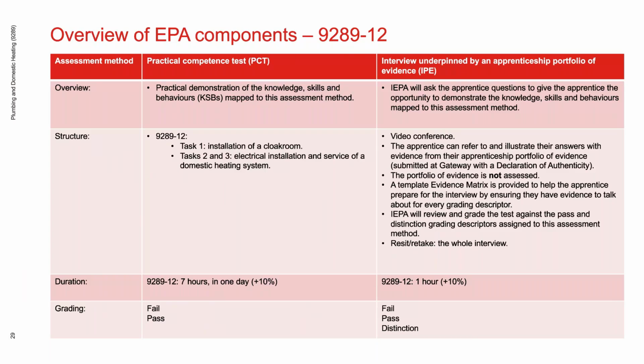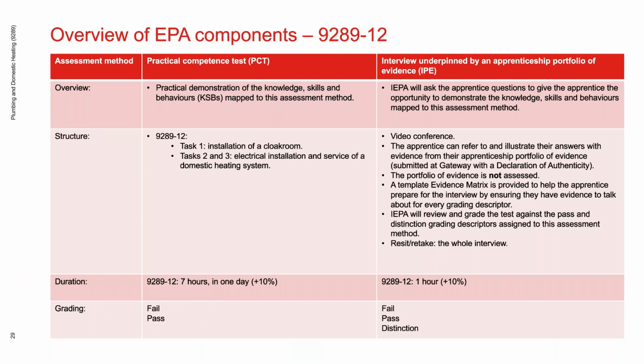A template evidence matrix is provided to help the apprentice prepare for the interview by ensuring they have the evidence to talk about for every grading descriptor. The EPA will review the grade and test against the pass and distinction grading descriptors assigned to the assessment method. So again, if there's a reset or a retake, the whole interview has to be done. It's a 1 hour interview, pass, fail or distinction.